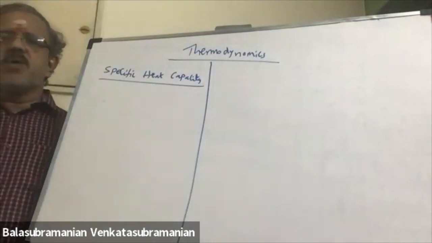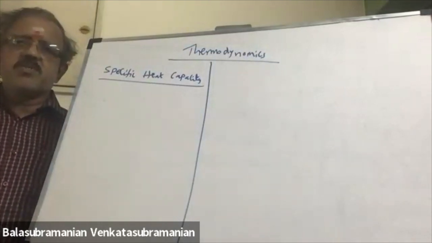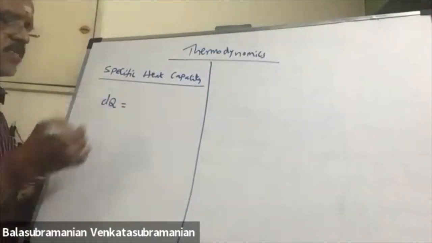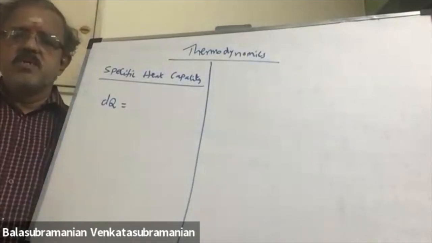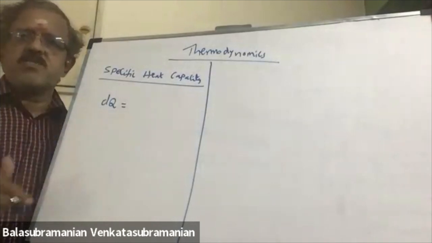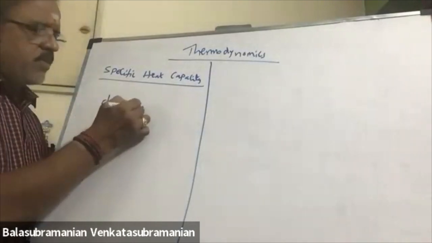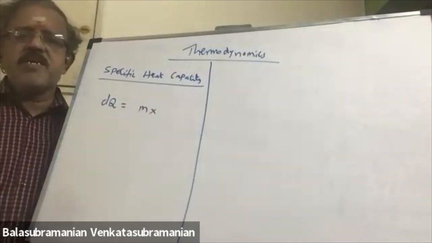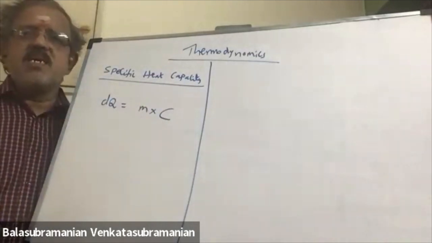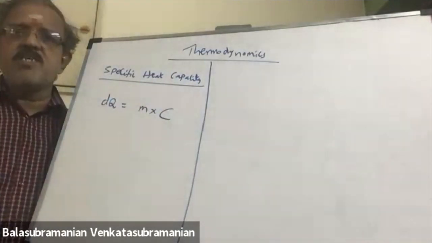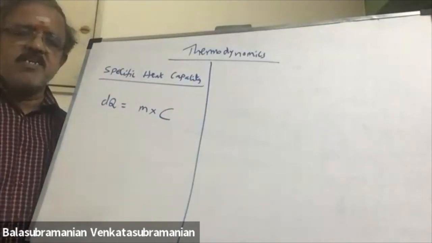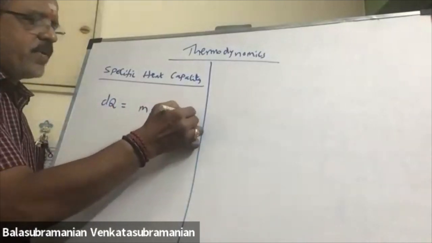When you give some quantity of heat energy to a substance, say dq is the energy given to the substance, then this quantity of heat is a product of three factors. The mass of the body in which you are giving the heat energy, specific heat capacity C of that particular body. It varies for solids, for liquids, for gases, it varies. And the difference in temperature.